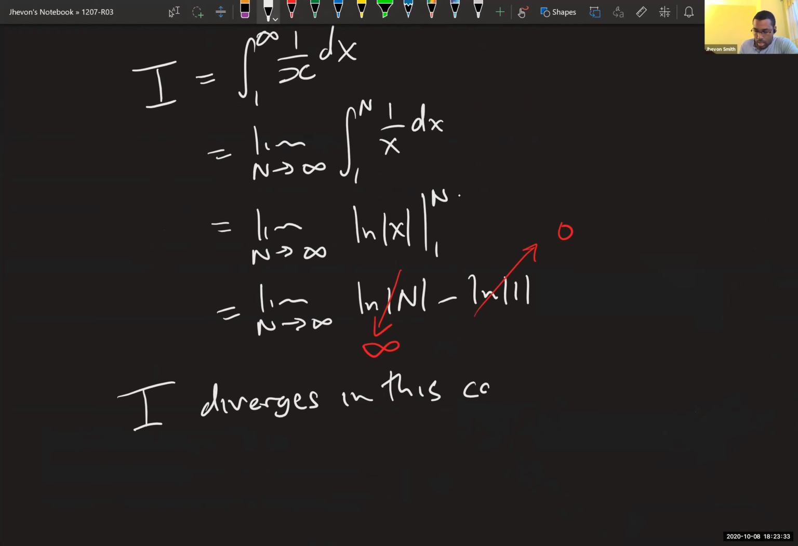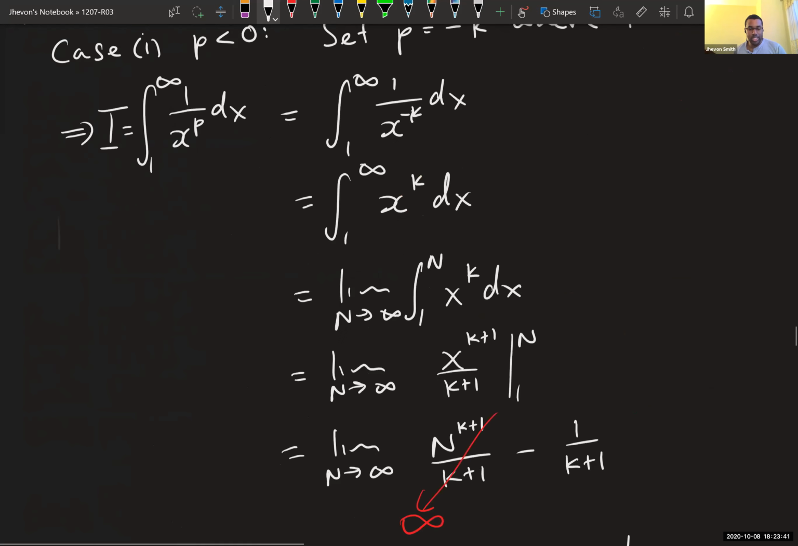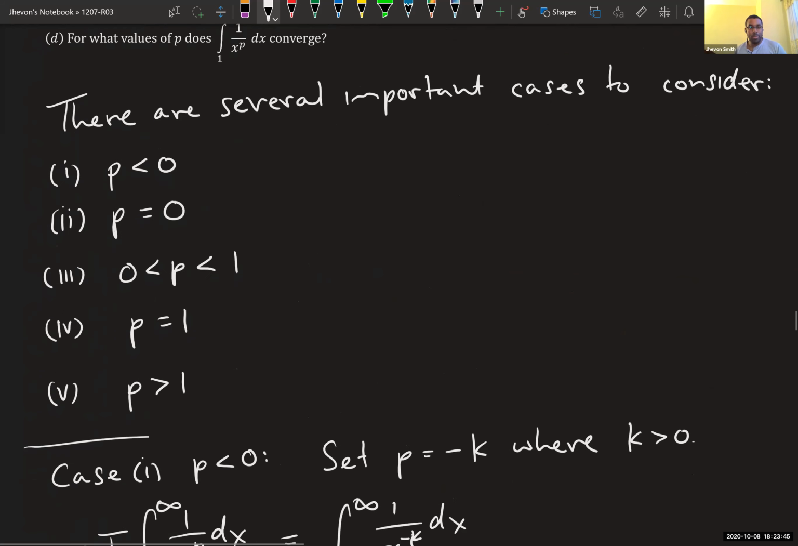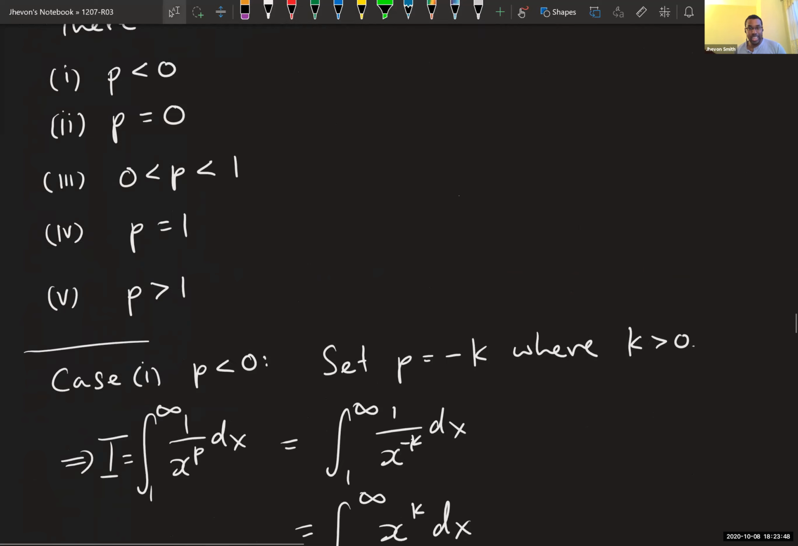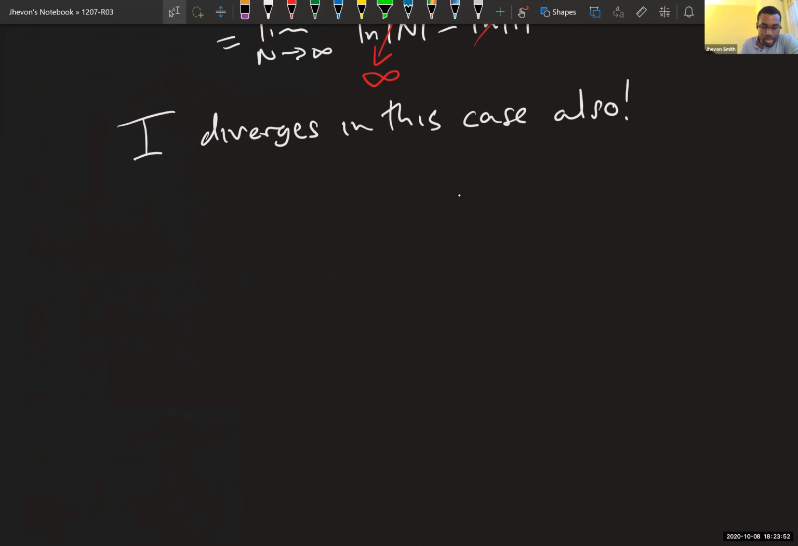Oh, wow. We've gone through 4 of the 5 cases and they didn't work. Well, we actually did an example of the last case, so hopefully this case is going to work for all possible values of p. Let's see, case 5. If our p is larger than 1, what's going to happen?